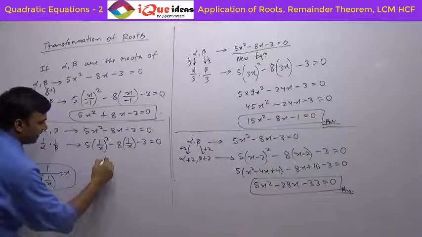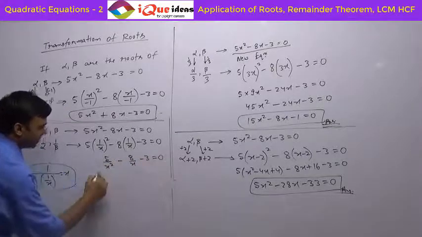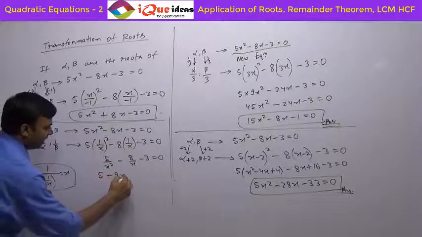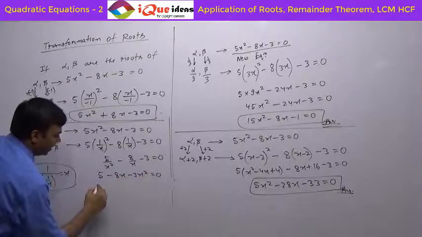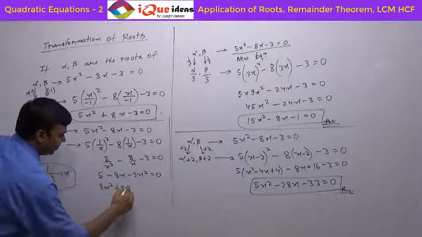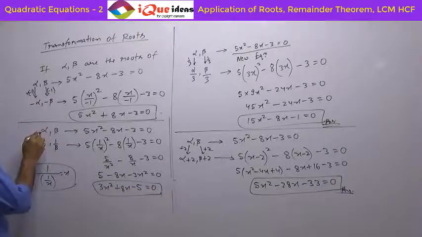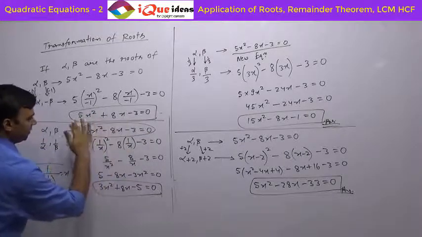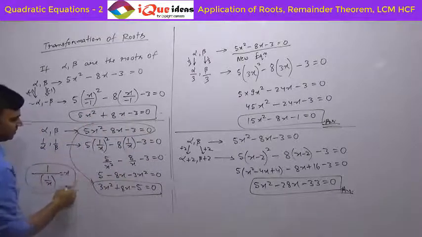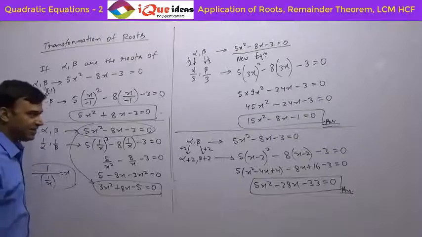So this gives us 5 divided by x square minus 8 by x minus 3 equal to 0. So this gives us 5 minus 8x. If you multiply by x square in the whole thing, minus 3x square equal to 0. This is 3x square plus 8x minus 5 equal to 0. You can also see that when the roots are inverted, the expression just rotates horizontally, right? Like this. So this is 3x square plus 8x minus 5 equal to 0. Okay, so there can be several other situations like this.